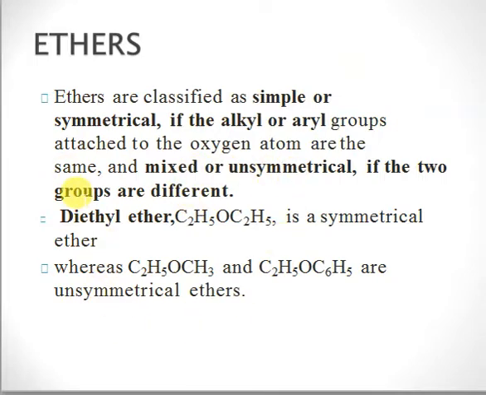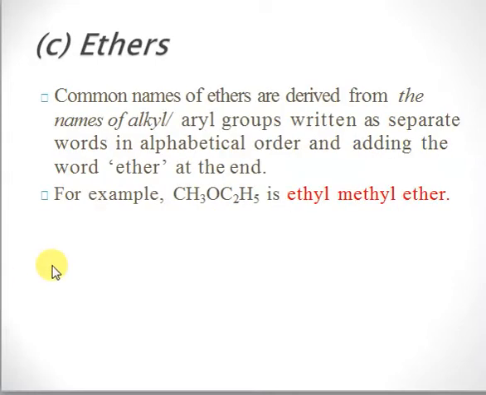For example, diethyl ether. We have an ethyl and an ethyl group, right? Both groups are the same, so this is a simple ether or a symmetrical ether. Whereas in this case, this is an ethyl group and this is a methyl group, so since both groups are different, this is called a mixed ether or unsymmetrical ether. Similarly, this is also an unsymmetrical ether because both of these groups are different. So this is about the classification of the ethers.